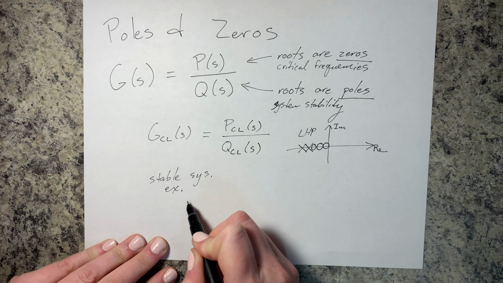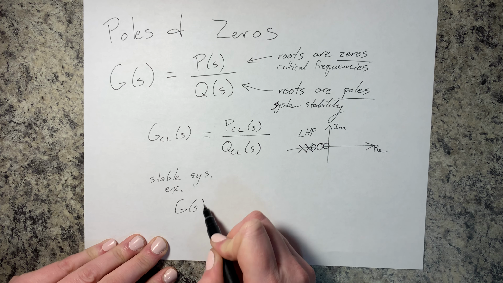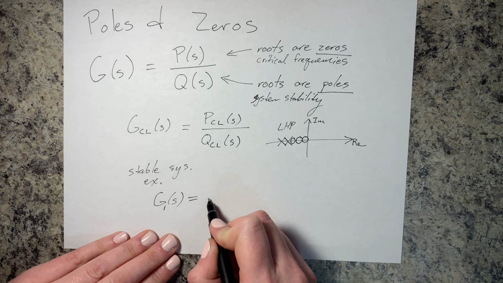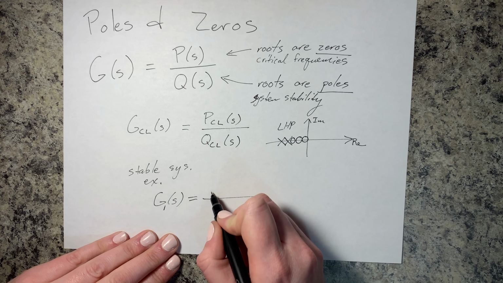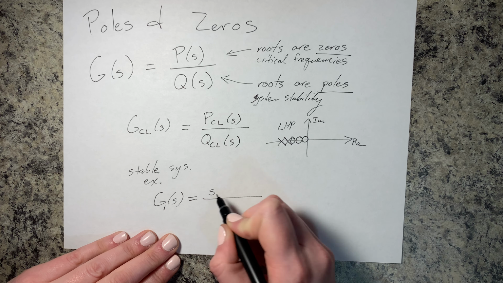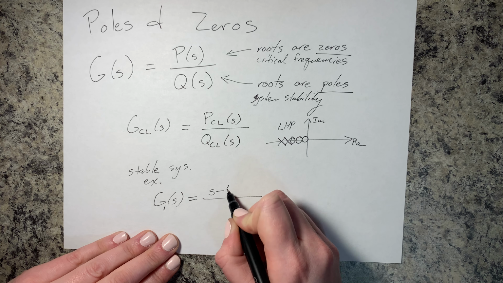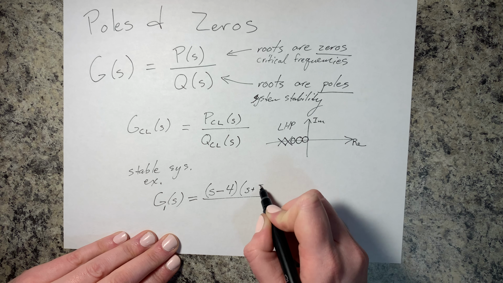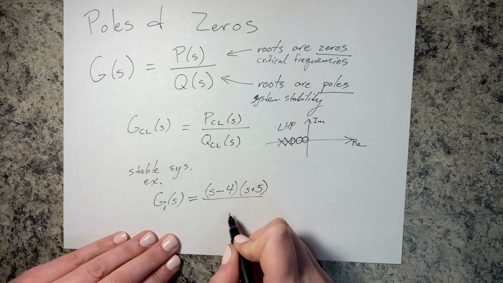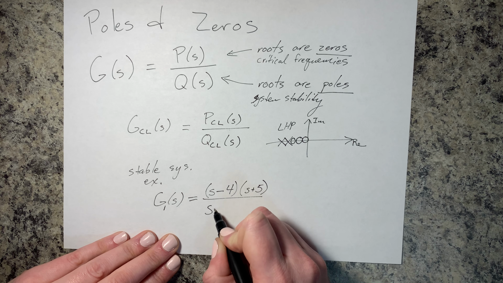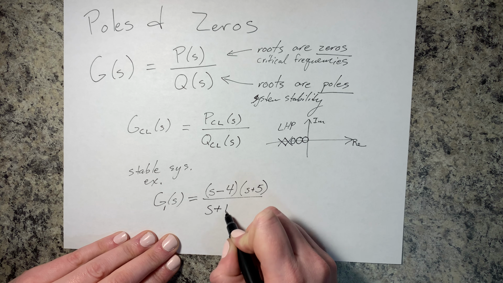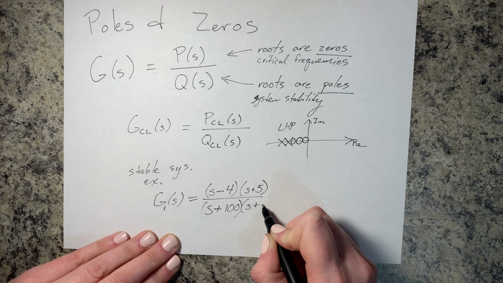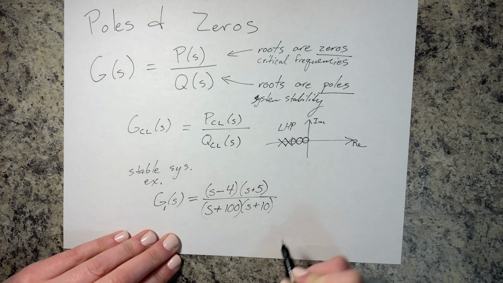Okay, so let's say we have a G of S. We'll say a G1 of S equals, say our polynomial on the top, we have something, we factor it out, and it is this right here. And then on the bottom, we have an s plus 100 and an s plus 10. We'll make it pretty stable.